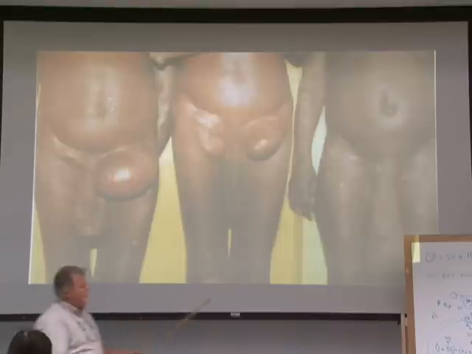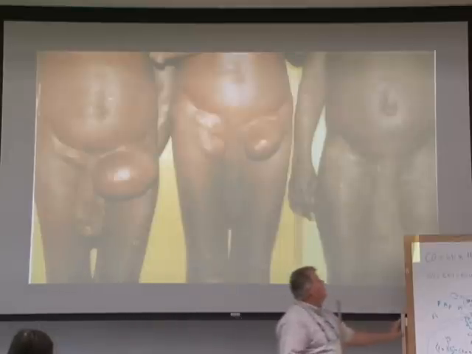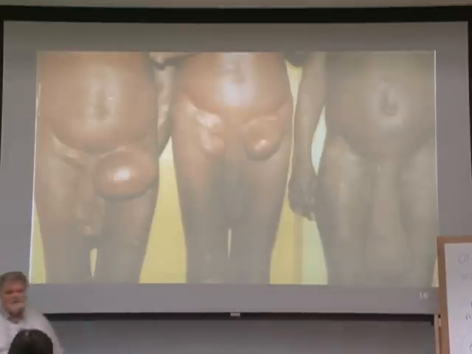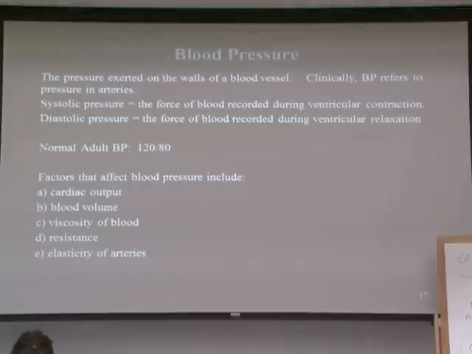And then this person has lymph blockage to the penis, so this is a penis with severe edema. So figure's not always better. As we go to the reproductive.